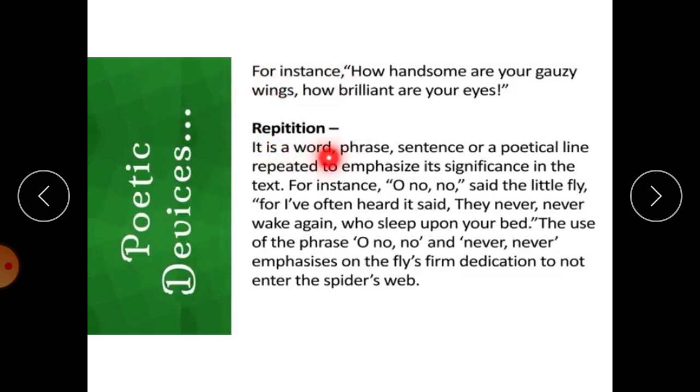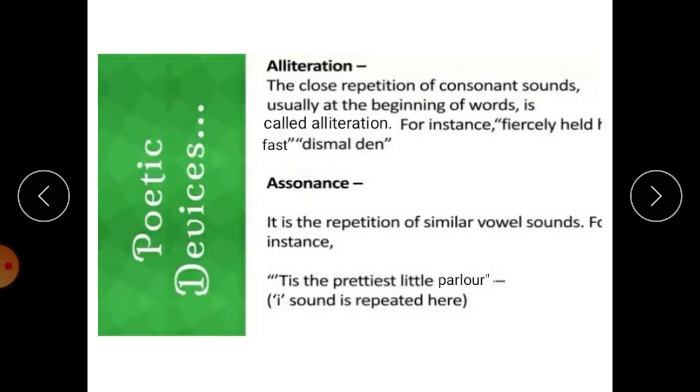Next, repetition. It is a word, phrase, sentence, or a poetical line repeated to emphasize its significance in the text. For instance, "Oh no, no," said the little fly, "for I have often heard it said, they never, never wake again who sleep upon your bed." So the use of the phrase "oh no, no" and "never, never" emphasizes the fly's firm dedication to not enter the spider's web.